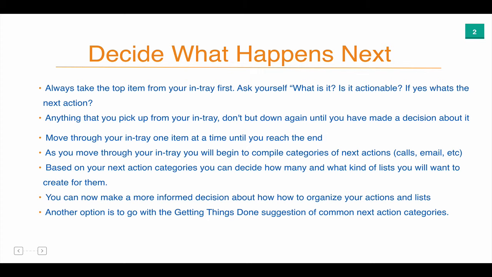When you do pick something up from your in-tray, don't put it down again until you've made a decision about it. Move through your in-tray one item at a time until you reach the end. As you move through your in-tray, you will begin to compile categories of next actions, such as calls to make, emails to return, items to post, things to bin, whatever it might be. Based on your next action categories, you can decide how many and what kind of lists you will need to create for them. You can now make a more informed decision about how to organize your actions and lists.